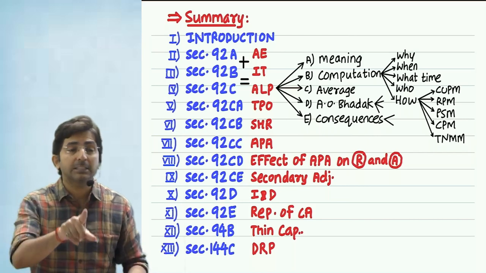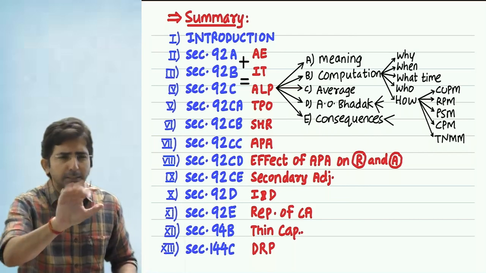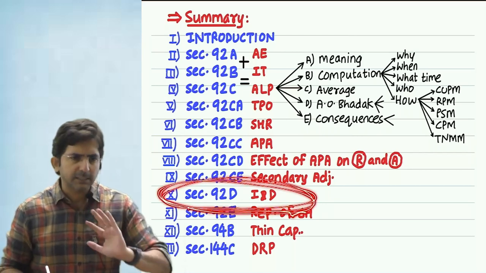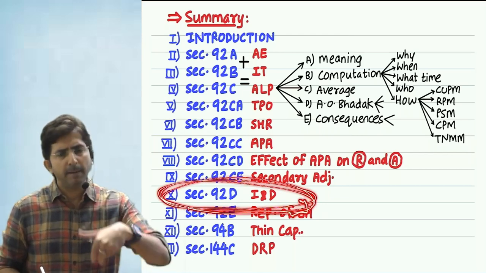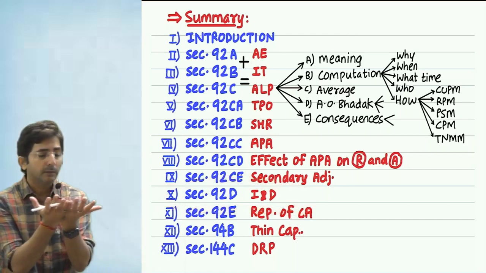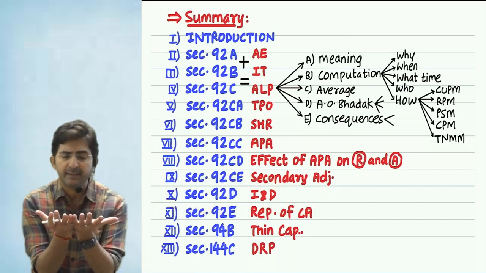Now, the last case. Information document under section 92D. Assessee might have maintained. He might have furnished also. But when the IT department saw, they felt the data was incorrect and unreliable.